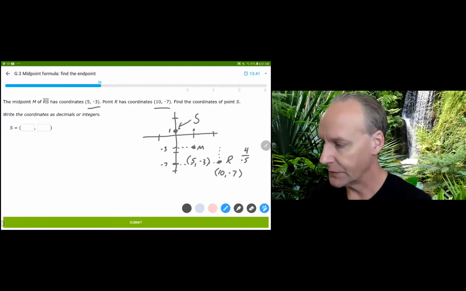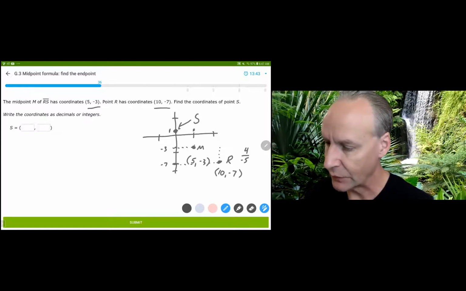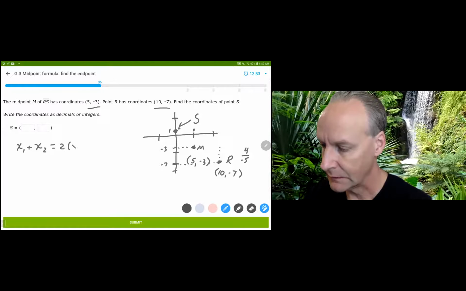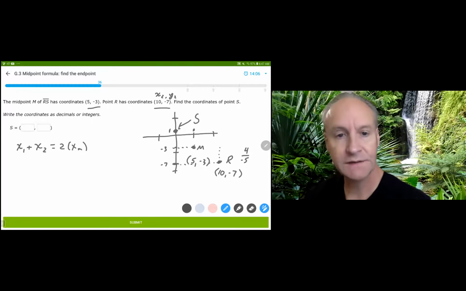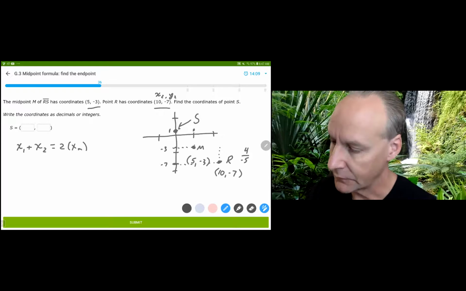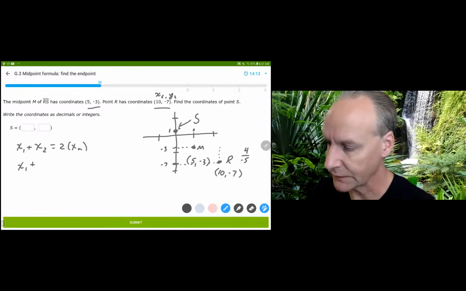Anyway, the way I'm going to do this is I'm going to use my formula, x1, the sum of my x's. I usually divide by 2 and get my midpoint, but I'm going to go ahead and multiply by 2. And I'm going to go ahead and call point R x2, y2. Remember, it has to be x and then y. So I'm going a little bit slow, but I want to make sure this is a good explanation.